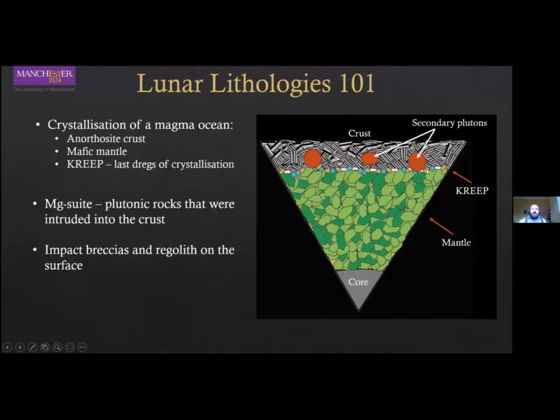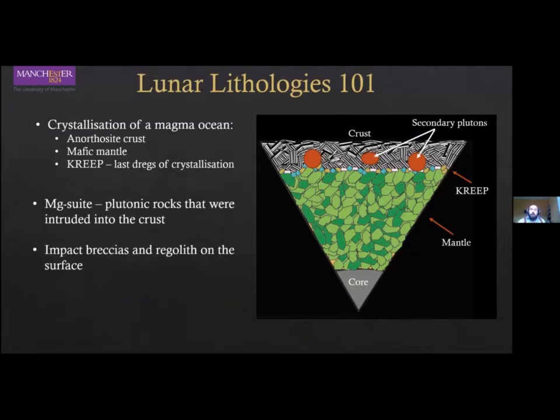And then I might mention in this talk, very briefly, the term KREEP. This is basically a thin layer between the crust and the mantle of the last dregs of crystallization that solidified. And KREEP is an acronym for the main elements within this layer: potassium, rare earth elements, and phosphorus. It's basically all the residual stuff that doesn't want to go into your plagioclases and your olivines and pyroxenes. So a bit later on, what's also important is that there were plutonic intrusions into the anorthositic crust that were a lot more magnesium-rich relative to the surrounding crust. These are known as the magnesium suite plutons.